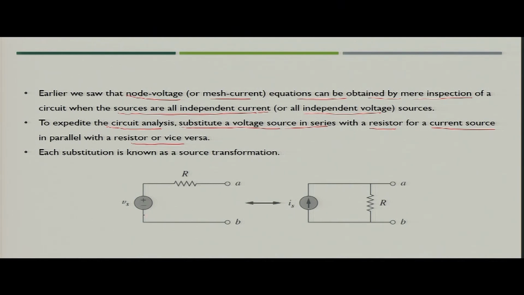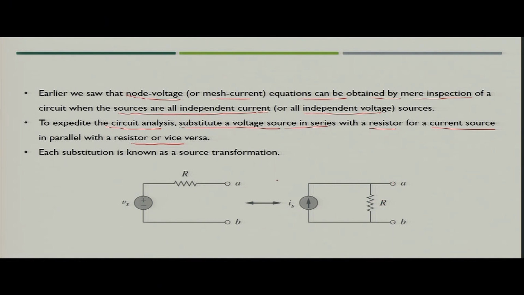If you see the figure, between terminals A and B you have one series resistance R and one voltage source Vs connected. Now, the source transformation technique says that if you have the same voltage current relationship at terminals A and B for both circuits, then this can be represented as an equivalent circuit using one current source in parallel with resistance R.